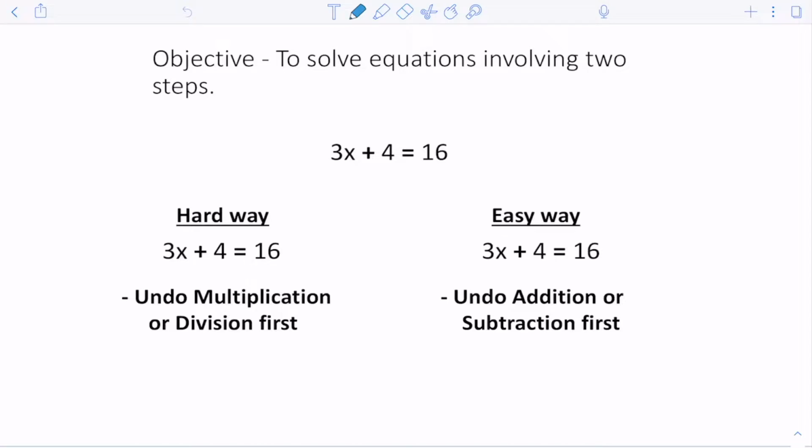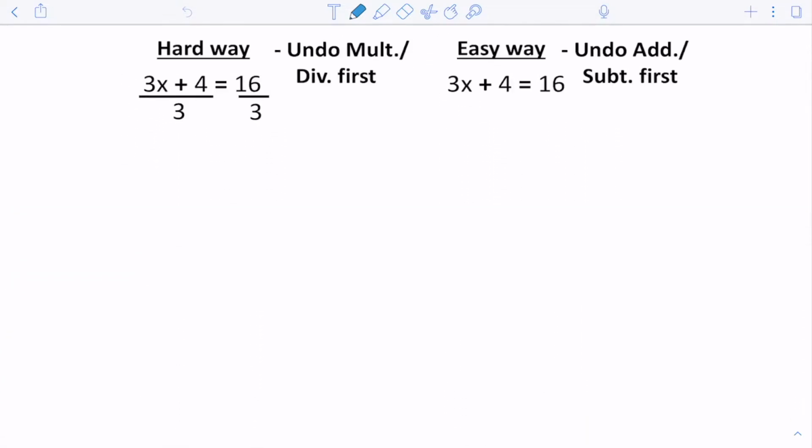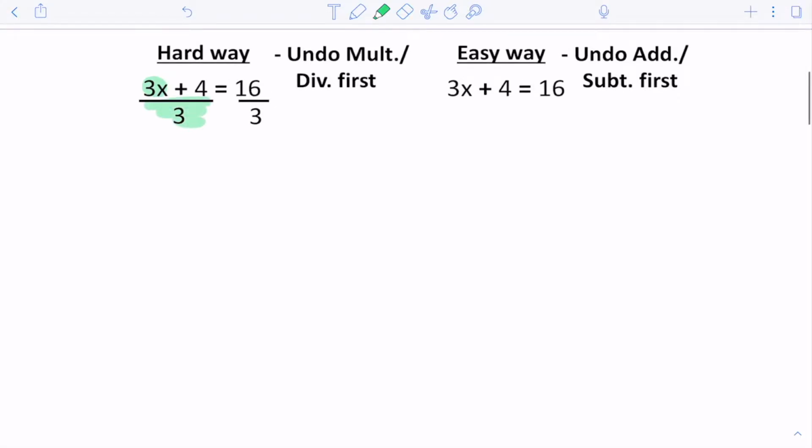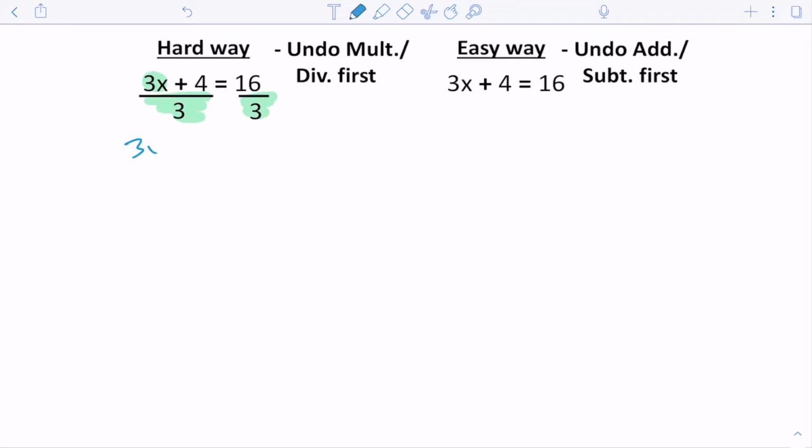As an example, I'll show you what to do the hard way. The original problem was 3x plus 4 equals 16. The hard way is to undo division or multiplication first. Here you're seeing that x is being multiplied by 3, so I'm going to undo that by dividing by 3. 3x over 3 plus 4 over 3 equals 16 over 3. Already you have some weird fractions. The 3 over 3 is fine, it just becomes x. But this still is 4 thirds, and this is 16 thirds.